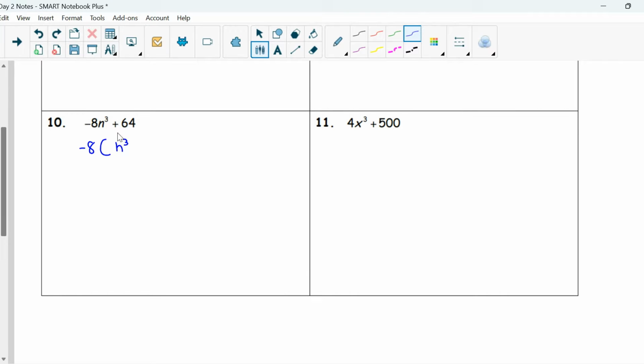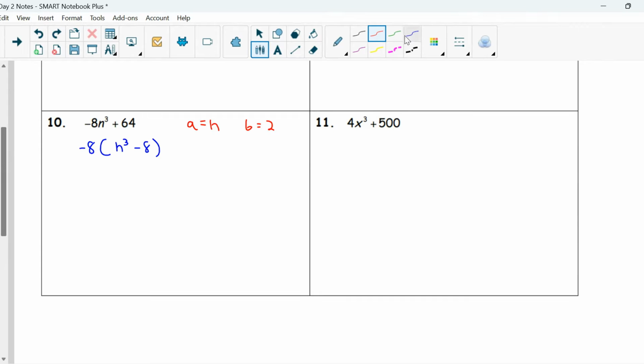n cubed, 64 divided by negative 8 gives me negative 8. Okay, from here, I'm looking to factor what I have left over in the parentheses. So I will have my a value, which is the cube root of n cubed, which is just n, and my b value, which is the cube root of 8, which is just 2. Okay, from here, I'm going to use my difference of cubes formula.